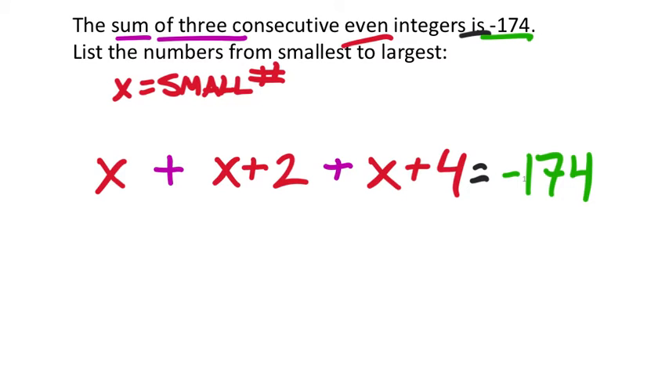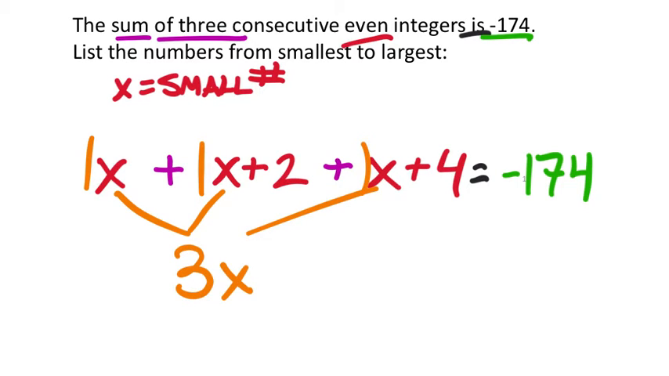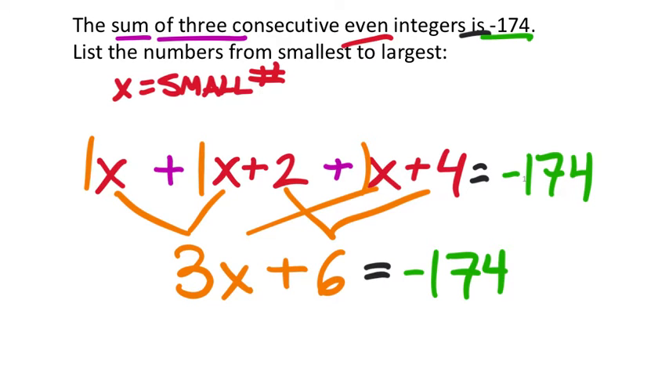So let's look at combining some like terms. There's 1x, there's 2x's, and 3x's. So I'm just looking at the x terms, 3x. And then we also have 2 plus 4, which is a positive 6. This will equal still negative 174.